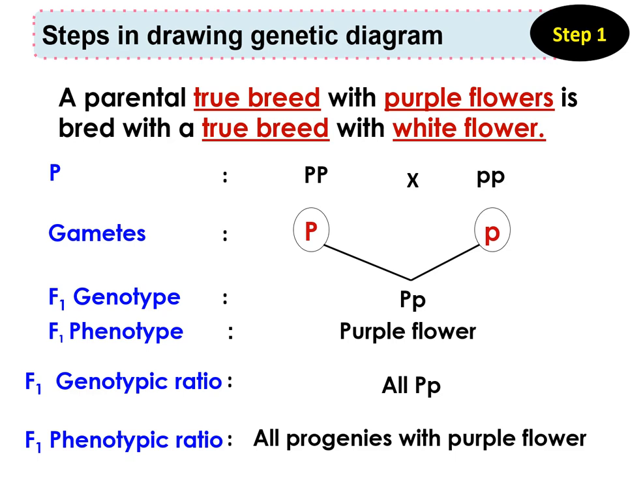So this is the step in drawing genetic diagram. Start with P, mesti P besar ya, for parental. The gamete must be circle. And then we must have the arrow to show the combination of the gamete. So must write here F1 genotype, F1 phenotype, the characteristic that shown, and then the genotypic ratio, all Pp, and phenotypic ratio, all progenies with purple flower.